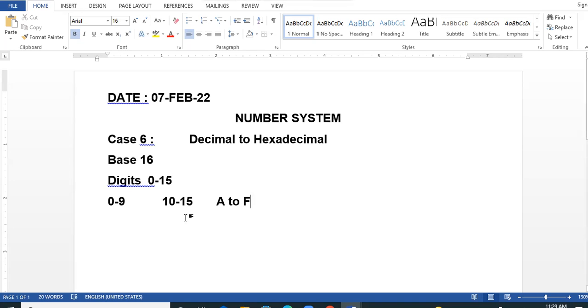If our result is in the range 0 to 9, we are taking it as it is. But if my result is in the range 10 to 15, I will not write 10 to 15. Rather, I will be replacing it with A to F. Capital A for 10, 11 for B, 12 for C, 13 for D, for 14 I have E, for 15 I have F. Am I clear to all? Yes, 11th. Okay, now I start the question.